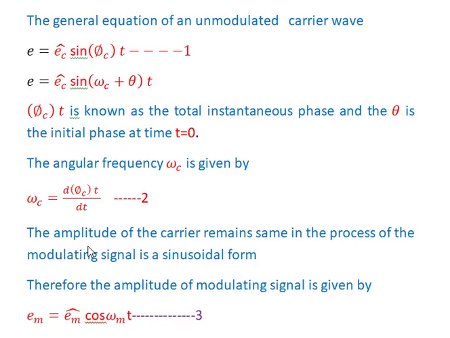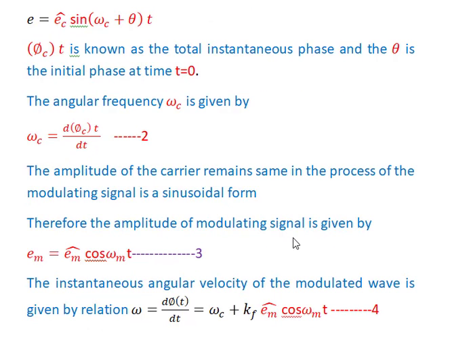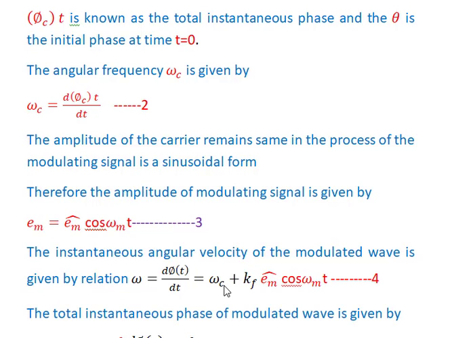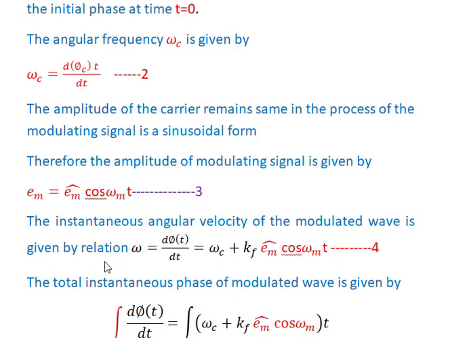The amplitude of the carrier remains unaltered during the modulation process. The modulating signal is given by em equals Em cap cos omega m t, where e is the EMF, that is the voltage. The instantaneous angular velocity of the modulated wave is given by omega equals d phi of t by dt, which is equal to omega c plus kf Em cap cos omega m t.